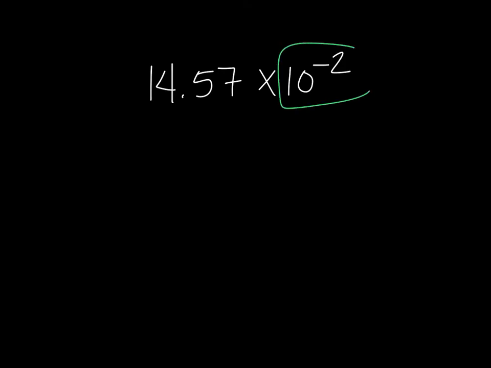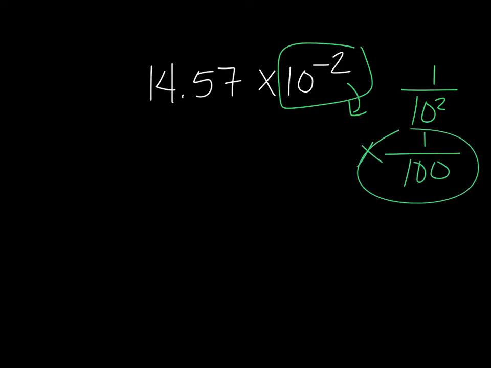Okay, so let's say I had 14.57 times 10 to the negative 2. Well, 10 to the negative 2, if we follow our exponent rules, says, hey, I'm taking the 10 and I'm moving it to the bottom. So really, it's 10 squared on the bottom. So really, it's 100 on the bottom. I'm taking it times 1 over 100. You guys, this is the same thing as dividing by 100.